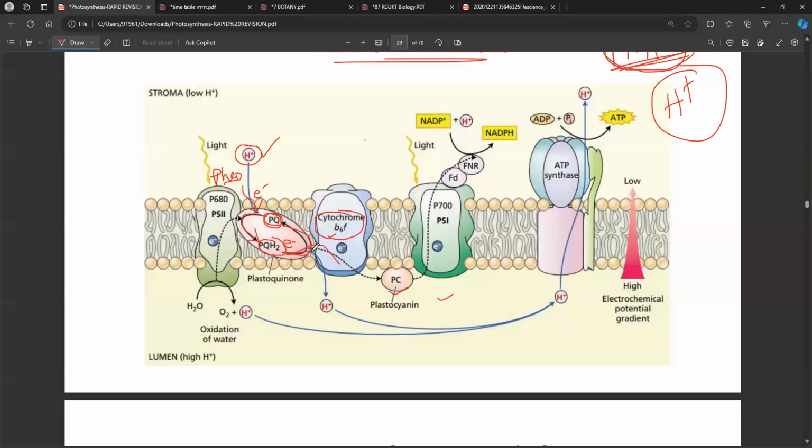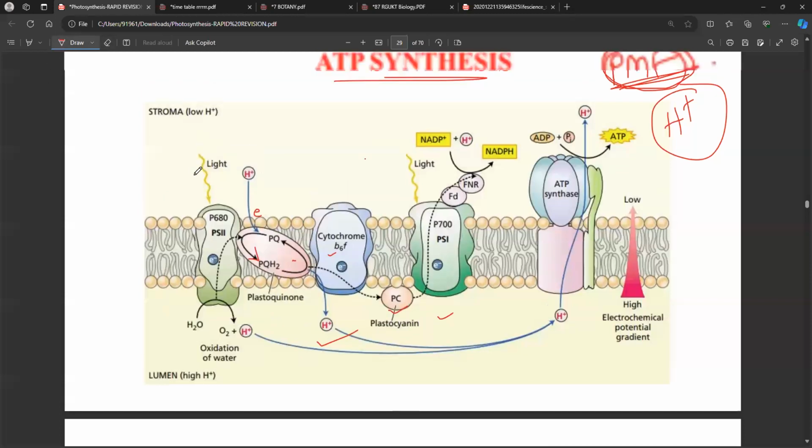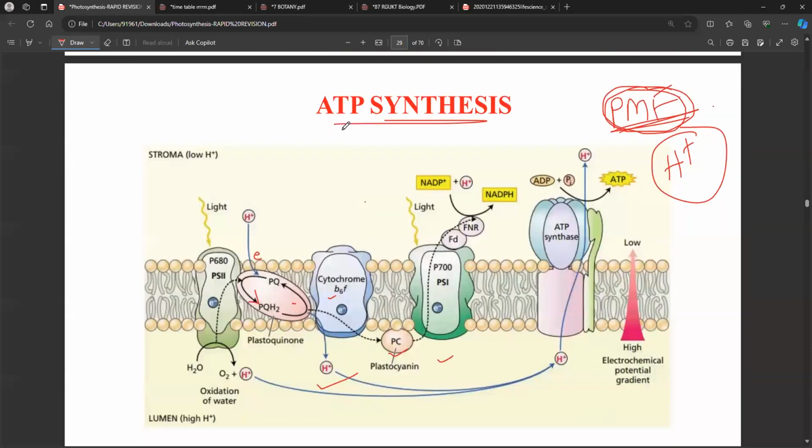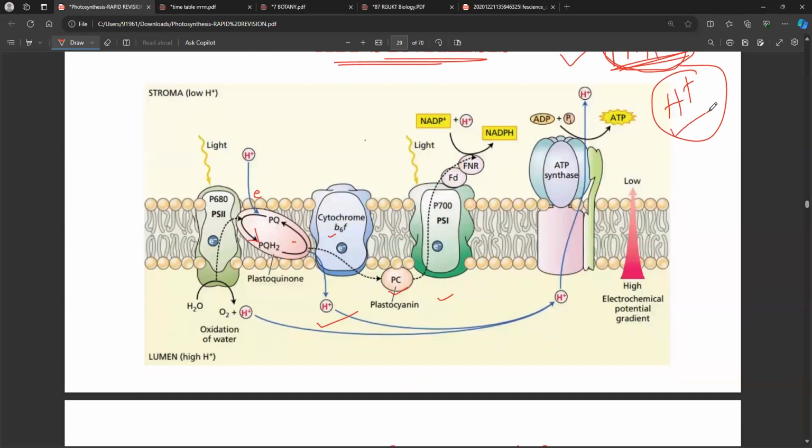You can see the picture. All the protons are being released into the lumen. I know most of the people did not understand this. Follow me very correctly. I am explaining to all of you how the ATP is getting synthesized. ATP is synthesized in non-cyclic photophosphorylation by a force called the proton motive force. So how the protons are released, I am explaining to all of you.